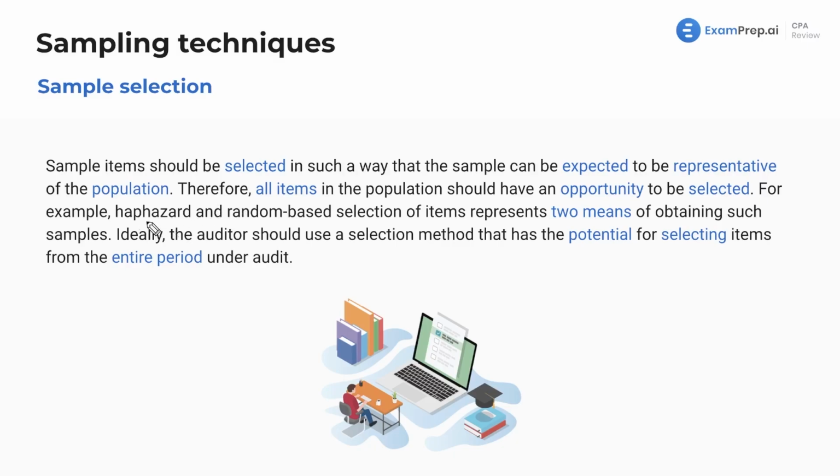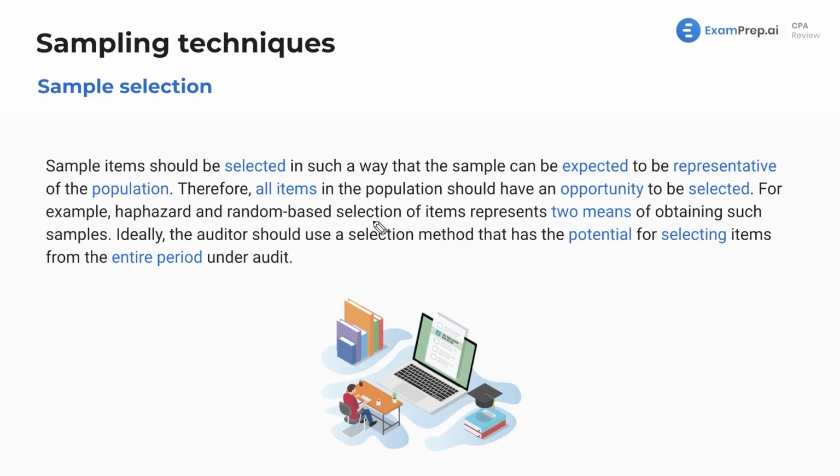We've got different types of sampling, haphazard selection. So these are how you select the actual samples. These are not the sampling methods. These are methods in which you select the actual sample. Haphazard, it's kind of like put your blindfold on and haphazardly select different items from the population to include in your sample. You've also got random-based selection.